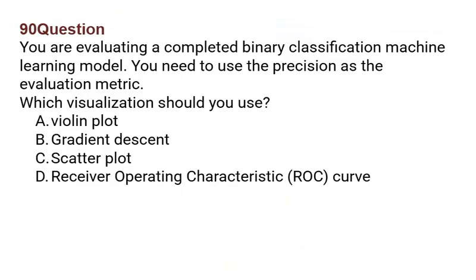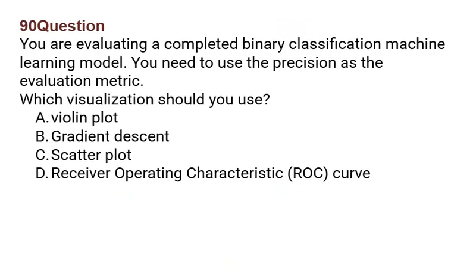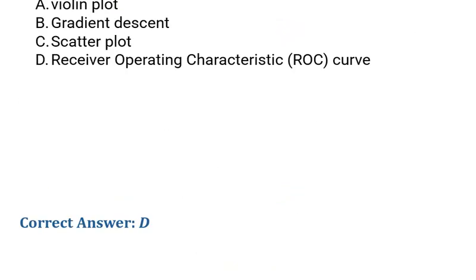Question is you are evaluating a completed binary classification machine learning model. You need to use the precision as the evaluation metric. Which visualization should you use? Option A violin plot. Option B gradient descent. Option C scatter plot. Option D receiver operating characteristic ROC curve. Correct answer is option D.